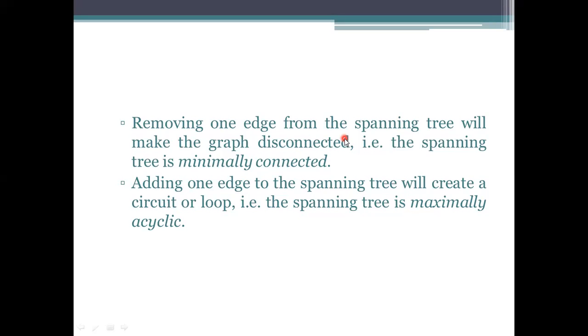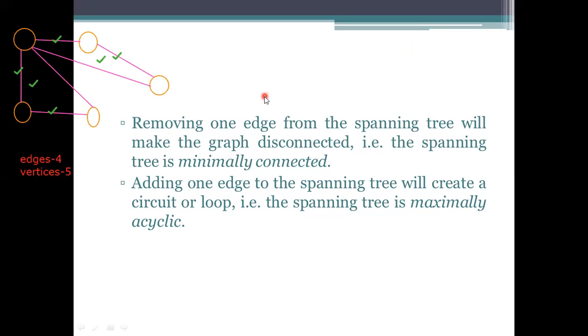So if we are considering a spanning tree representation, we have two such properties: minimally connected and maximally acyclic. If we remove one edge from that spanning tree, the graph will be considered disconnected. So then the spanning tree we are representing will be considered a minimally connected one. For example, so this one is the one. So here, try to minimize the edges.